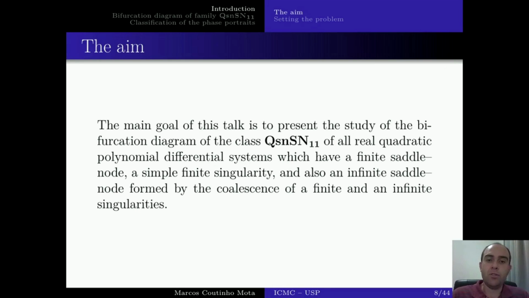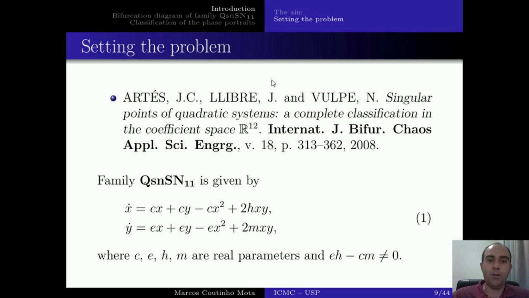So the main goal of this talk is to present the study of the bifurcation diagram of the class, this one, of all real quadratic polynomial differential systems which have a finite saddle-node, a simple finite singularity, and also an infinite saddle-node formed by the coalescence of a finite and an infinite singularity. From this paper here, we get the normal form that describes the family which we are studying. This is the normal form that we want. This normal form depends on 4 real parameters, and this condition must be fulfilled.